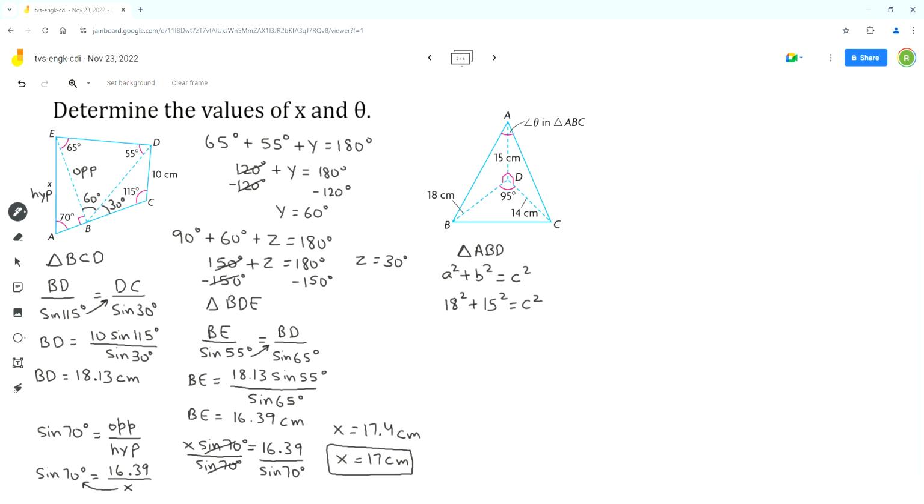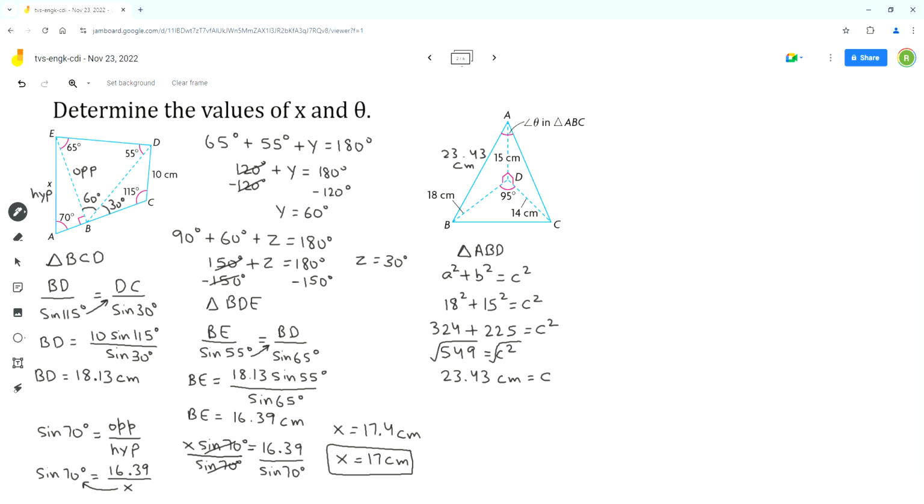Now we have to solve for C. 18 square is equal to 324. 15 square is 225. Now we can add these numbers. Next we can apply square root to both sides. I get 23.43. And the unit is centimeters. So this is the length of side AB.